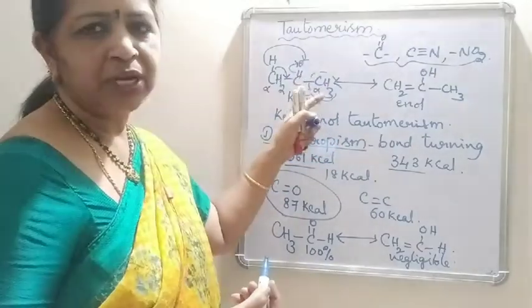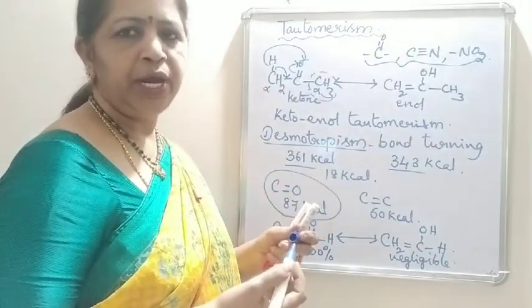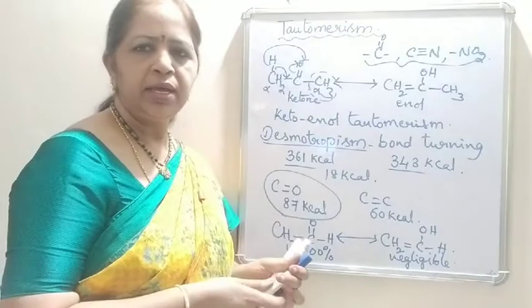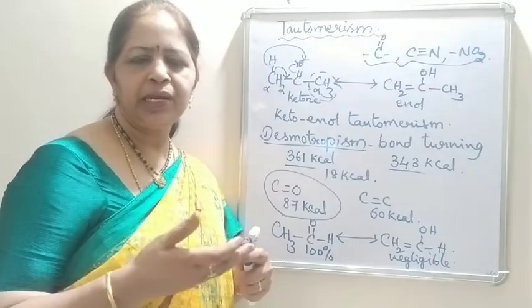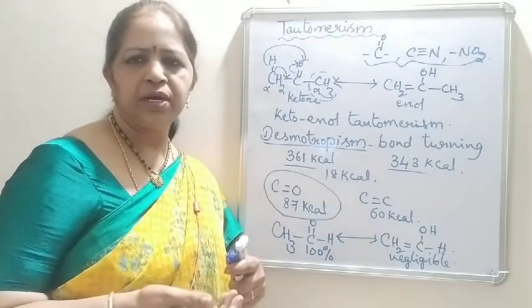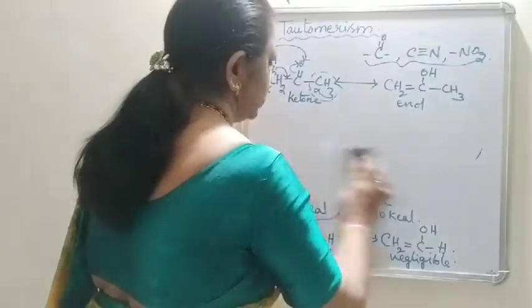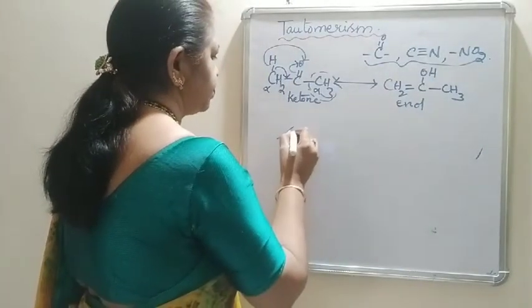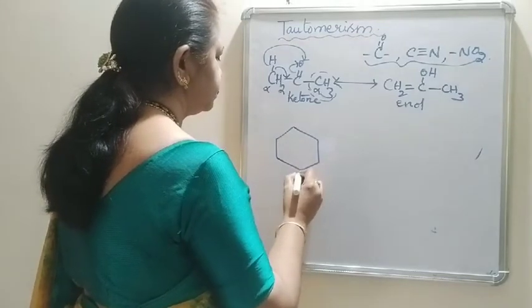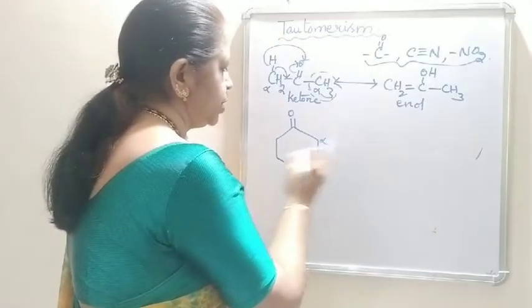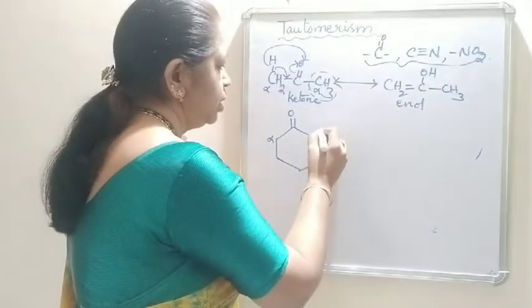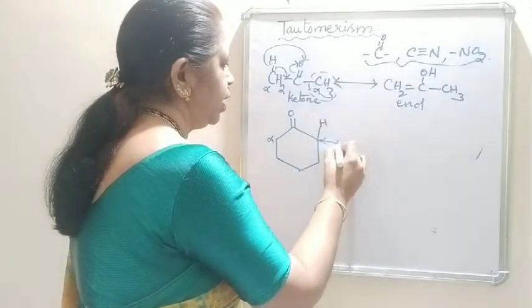This methyl group is responsible for that, which is an electron donating group, that we will see later in the different compounds. In different compounds, how the percentage of stability of enol forms increases, we will see. And if we see a cyclic compound like hexanone, this hexanone has 2 alpha hydrogens. These 2 are alpha carbon atoms, and these will have 2 alpha hydrogens.